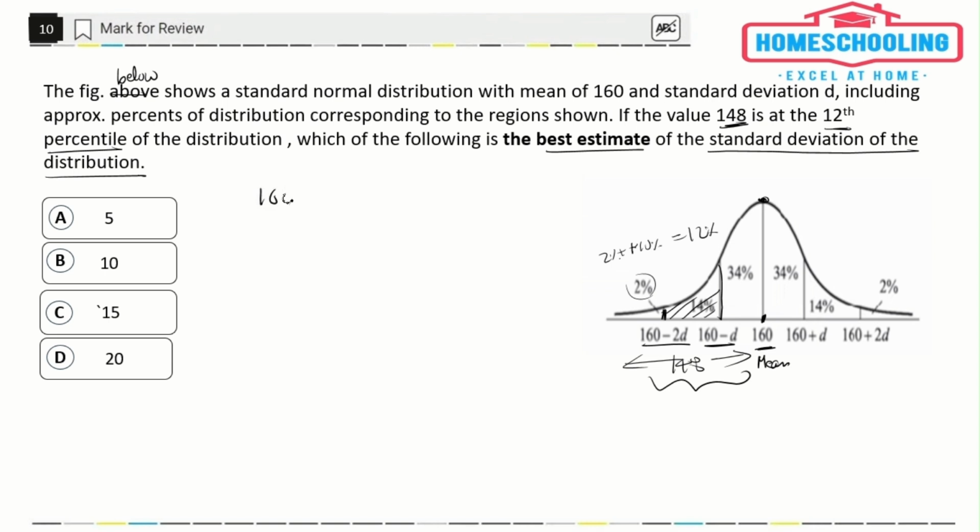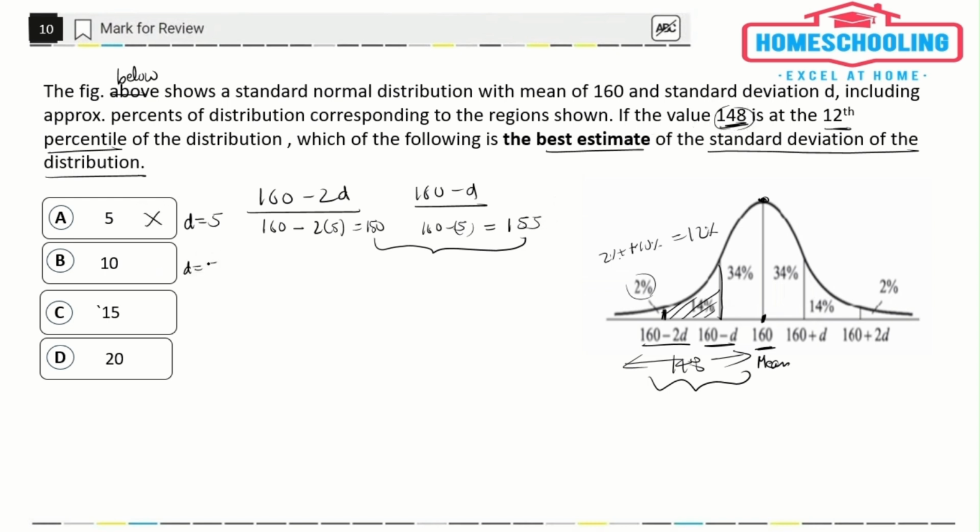So we have 160 minus 2d and 160 minus d. Let's put d as 5 here. 160 minus 2 into 5, that is 10, is equal to 150. Now 160 minus d, so 160 minus 5, as the standard deviation in option A is given, is equal to 155. So we have a range of 150 to 155, but here the value is 148. So it is not in the range, and option A is not correct.